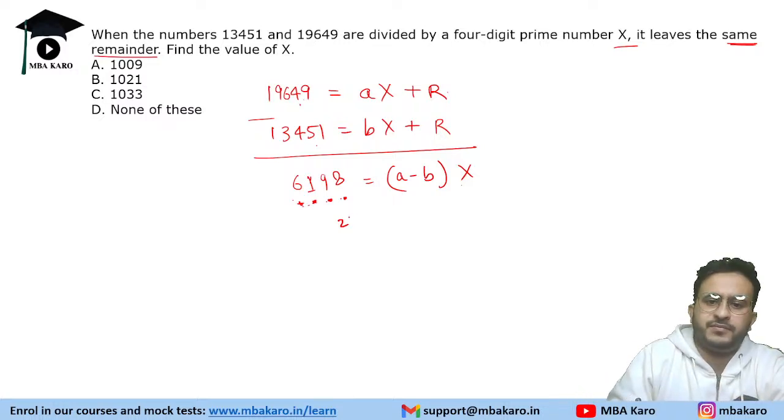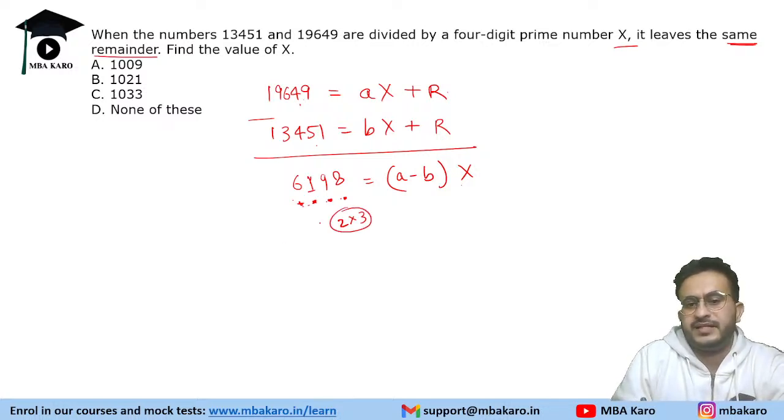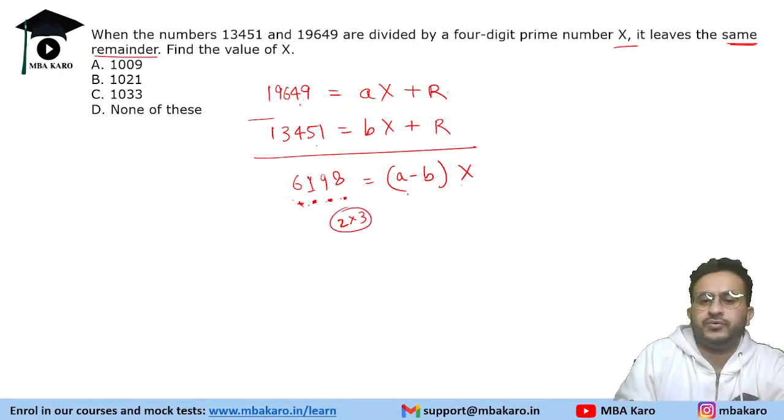Right, so it is divisible by 3 also. So in total it is divisible by 6, isn't it? So try dividing it by 6. 6198 by 6 is equal to 1033.